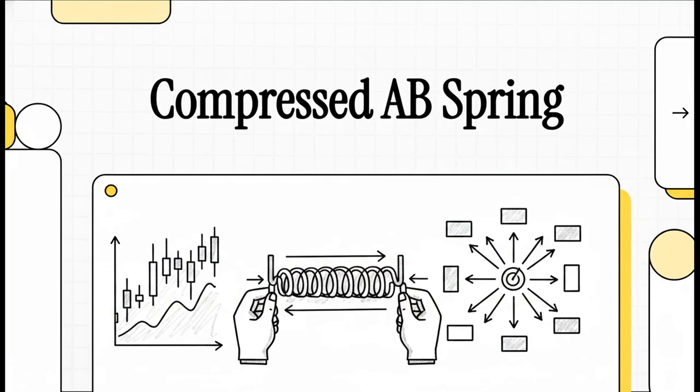All right, welcome to today's Explainer. We are jumping straight into a totally fascinating, incredibly high-stakes topic today: institutional order flow and market mechanics. Specifically, we're going to break down this hidden phenomenon known as the compressed AB spring.